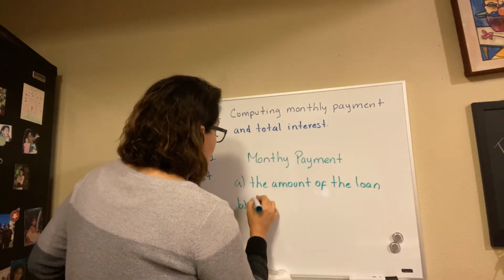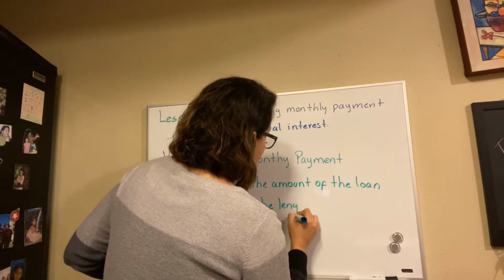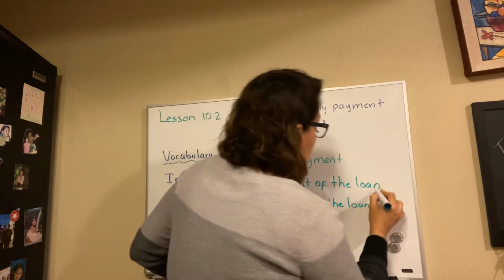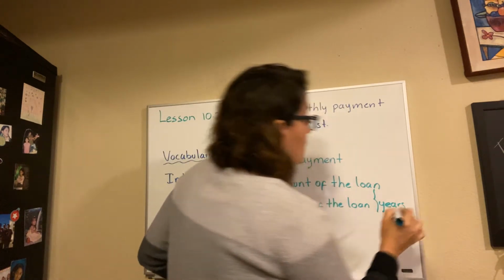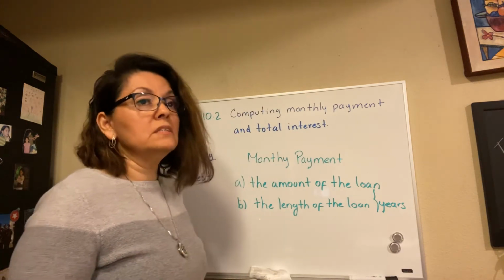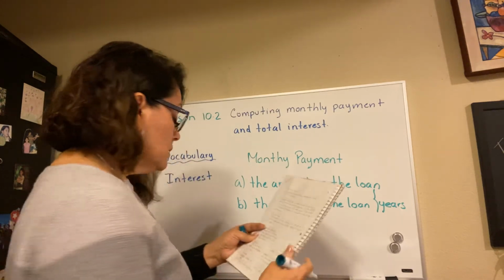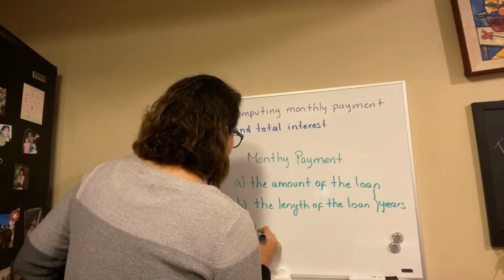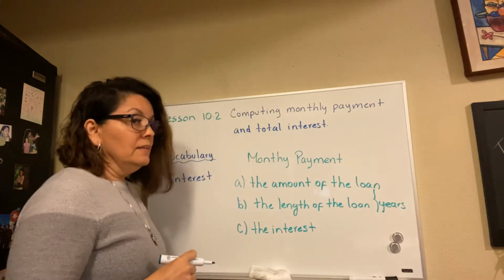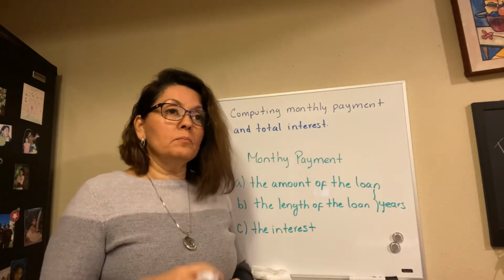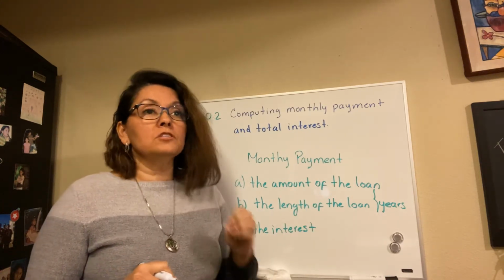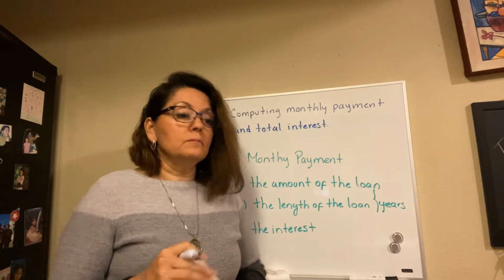Number 2, the length of the loan. It means the years. For how many years are we going to be paying the house? 15, 25 years, 30 years. And number 3 is the interest. Okay, and the interest depends on us, how good our credit score is. If our credit score is good, our interest goes lower.